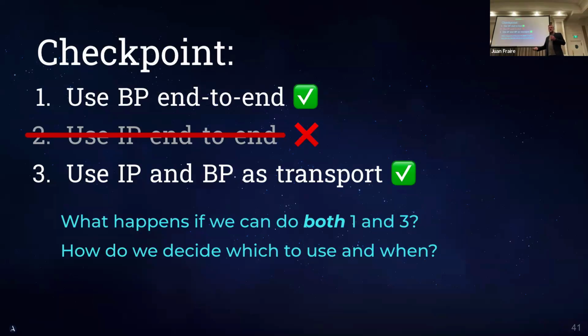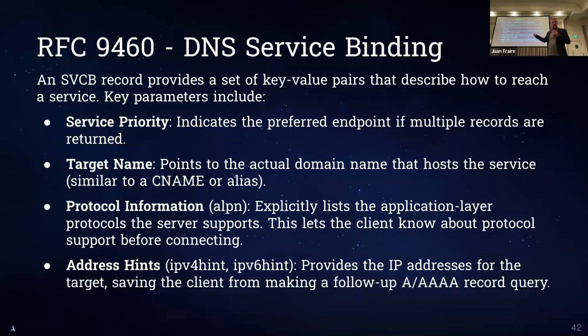When I access, I don't know, my lunarweather.com, should I be using the BP way of doing it, because I can do that, or should I be using the IP way of doing it, because I can do that as well? And this is where the glorious RFC 9460 comes in. There's a concept called DNS service binding. It is pretty hot off the press. You can tell by the 9.4 start to the RFC.